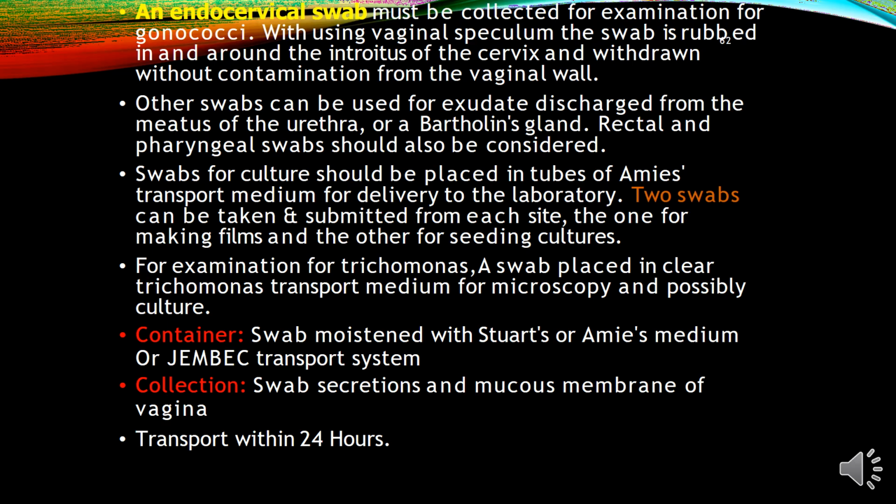the vaginal wall. Other swabs that can be used are for exudate or discharge from the meatus of the urethra or a Bartholin gland. Rectal and pharyngeal swabs should also be considered. Swabs for culture should be placed in tubes of Amies transport media and delivered to the laboratory. Two swabs can be taken and submitted from each side, one for making smears and another for seeding cultures.